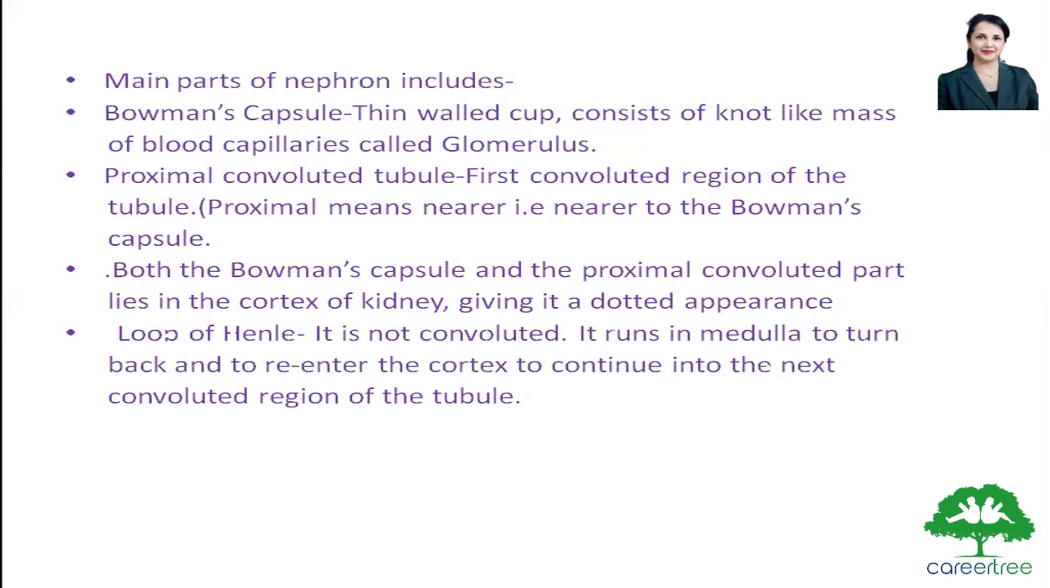The loop of Henle is not convoluted. It runs in the medulla to turn back and re-enter the cortex to continue into the next convoluted region of the tubule.